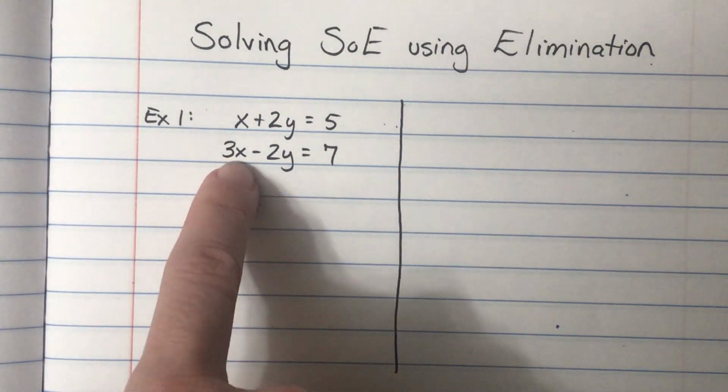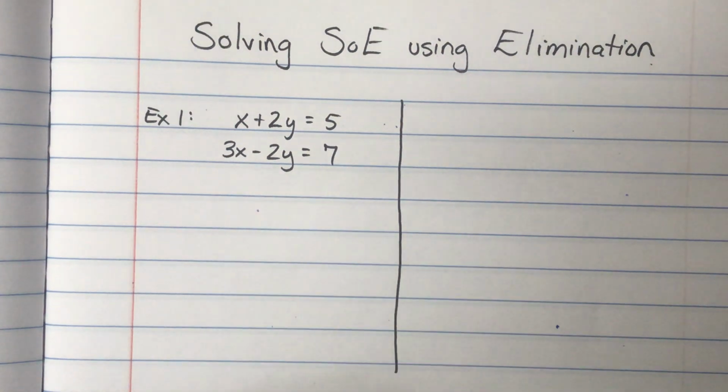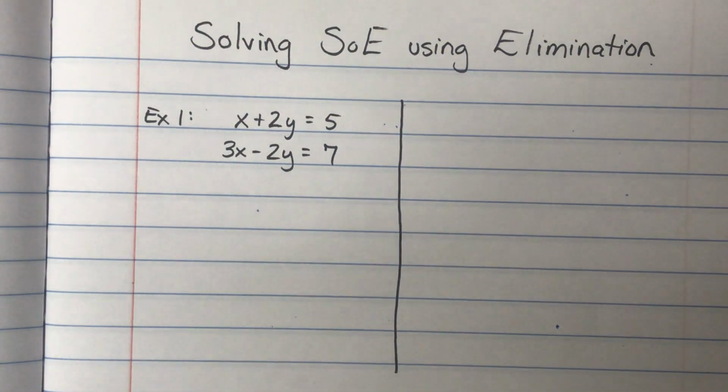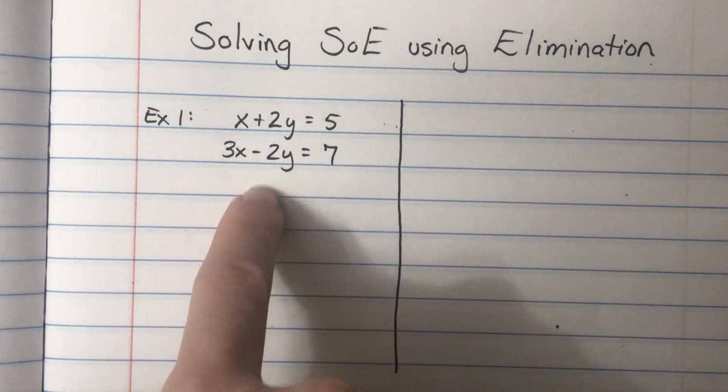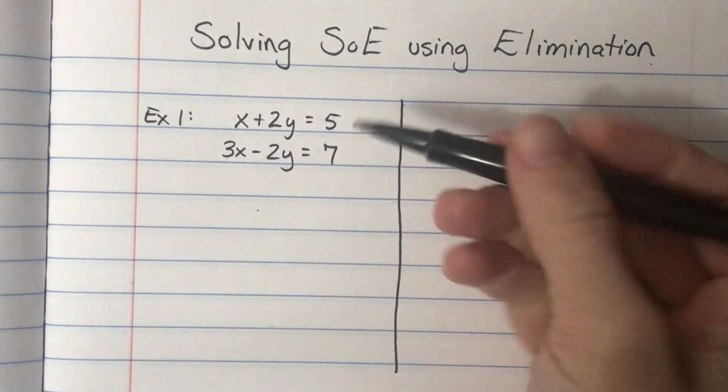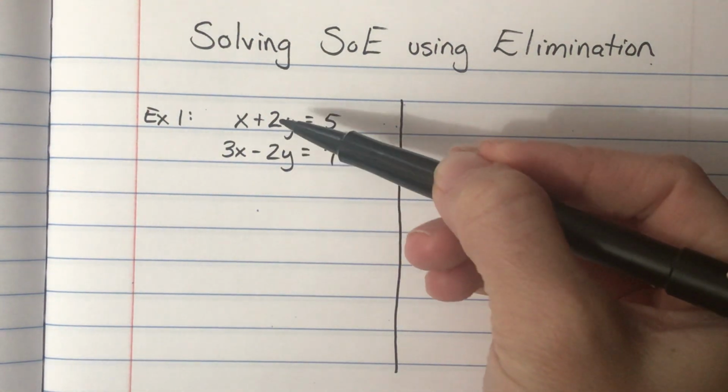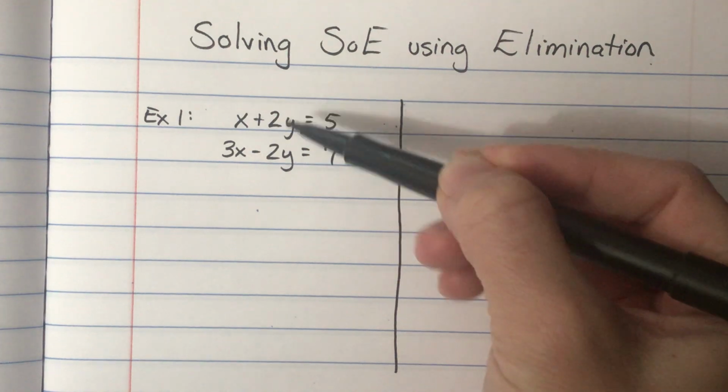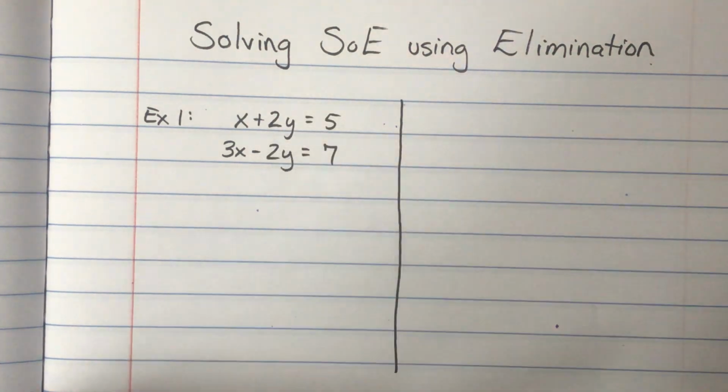We want to know, again, what the value of x and y is. If you notice, there's something really interesting about the coefficients in front of the y. If we look at them very closely, we've got a positive 2y here, and a negative 2y here.